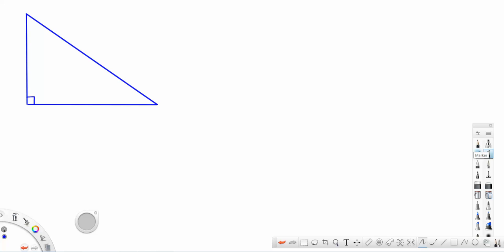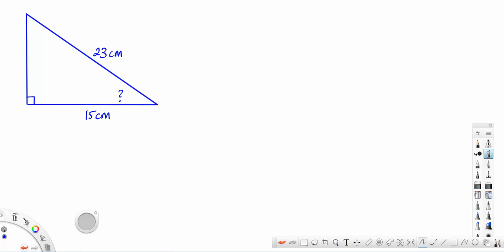Okay, so we've looked at finding missing sides in triangles. What if we wanted to find an angle? All right, so let's say I've got the following information. I've got this side is 15 centimeters, and I've got the hypotenuse is 23 centimeters. And I want to know what this angle is right here.